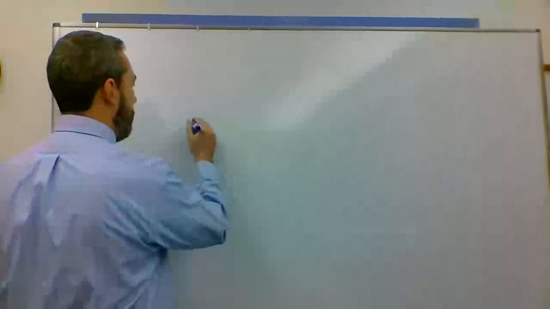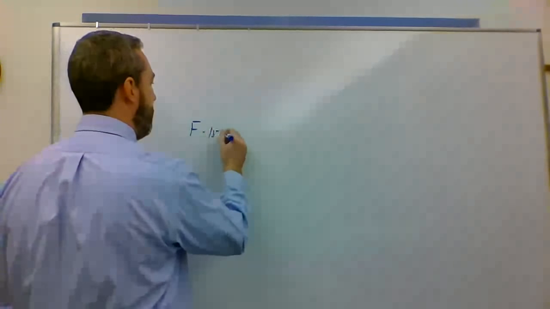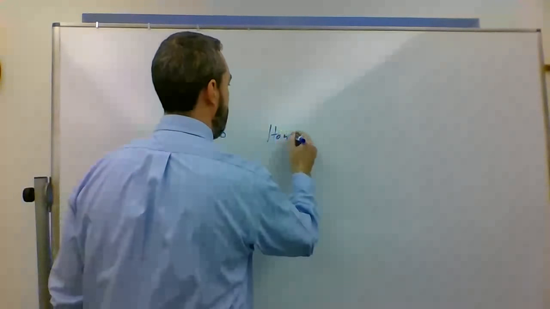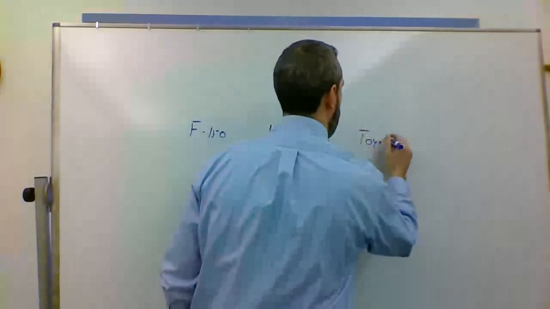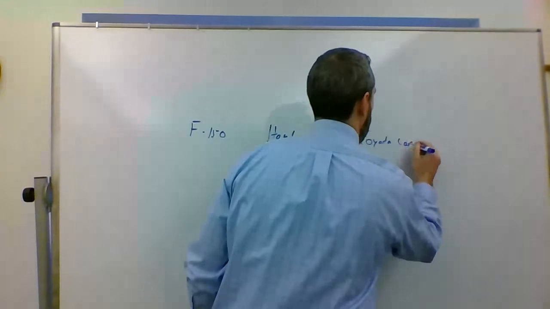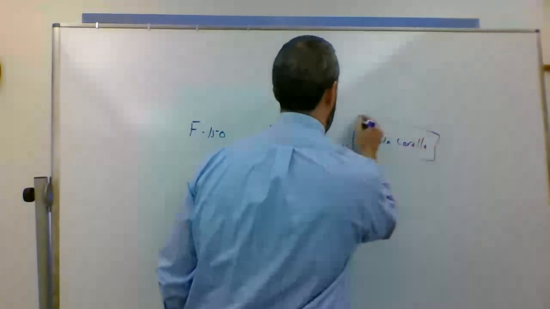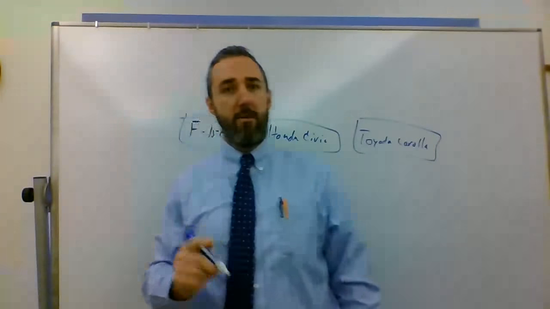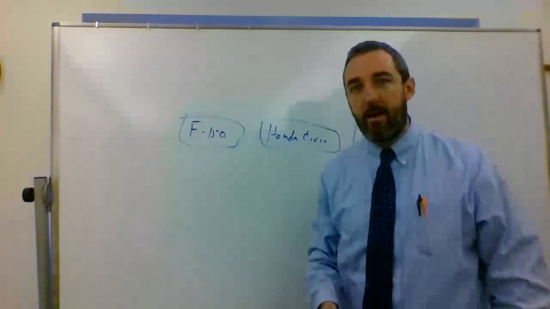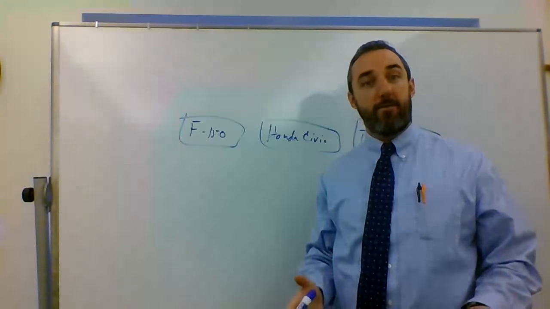So I could have three totally different cars, a Ford F-150 and a Honda Civic, and let's say a Toyota Corolla. All of these cars I could have, and if you know how to drive, you can drive all of them, and for a very special reason. They all have the same interface.